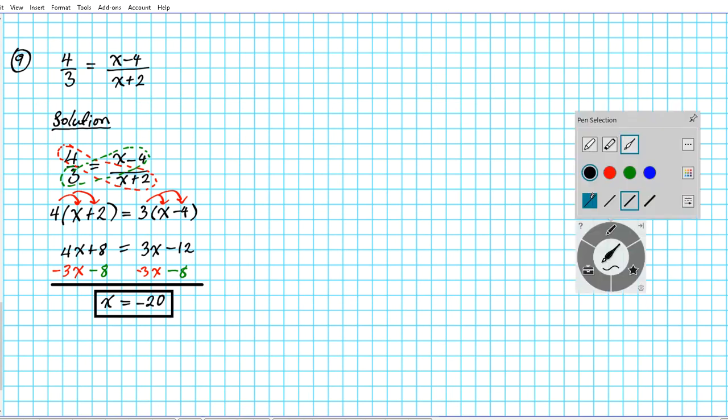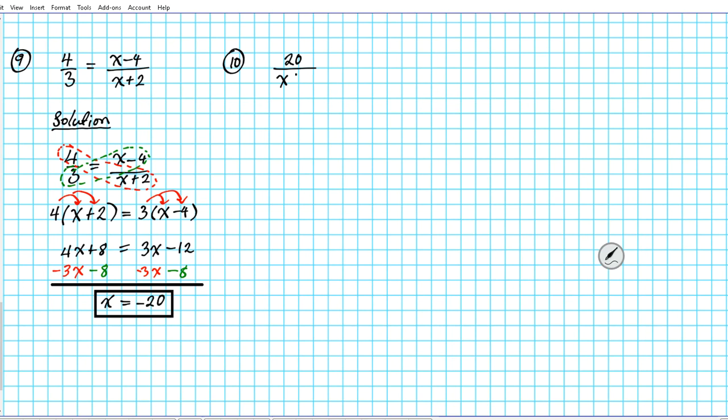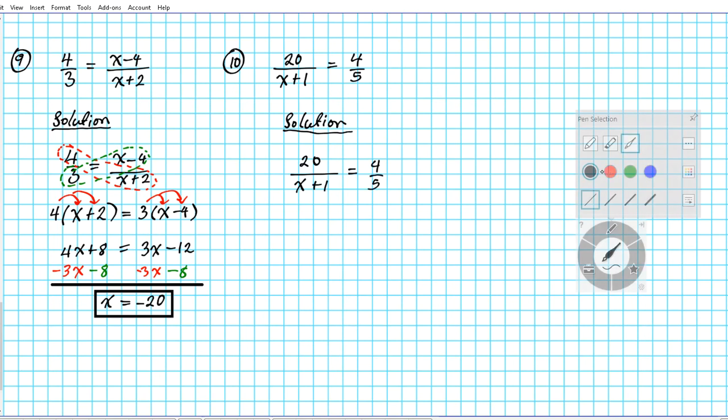Okay, let's take a look at the next one, question 10. Let's say we have the algebraic proportion given by 20 over x plus 1 equals 4 over 5. Alright, let's try this out. Now to do this, we're going to use the star method again to get rid of the denominator components here, and then solve the resulting equation.